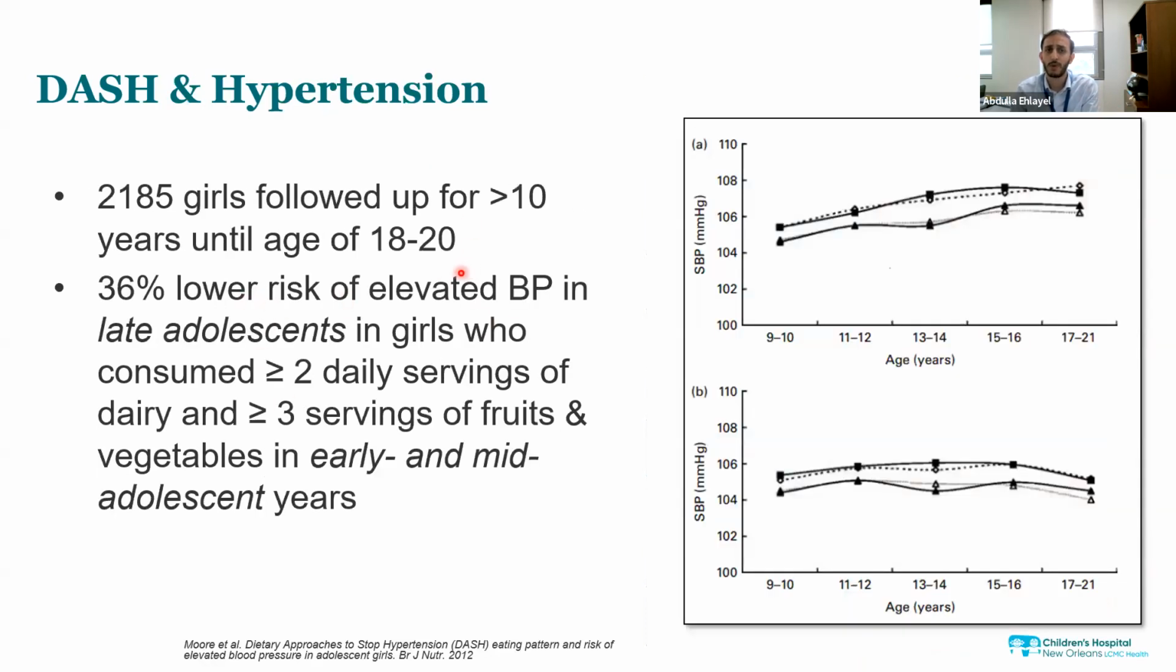Sodium has been shown consistently to increase blood pressure in adults and children. The more you take, the higher the blood pressure. And this is just a slide that shows the DASH diet in pediatrics. There were girls who were 10 years and above. They had them fill a questionnaire with their diet, and they showed that the teenagers that took more servings of fruits, vegetables, and dairy products had lower blood pressure on average than the ones that took less. So this is just an example of a study in pediatrics.